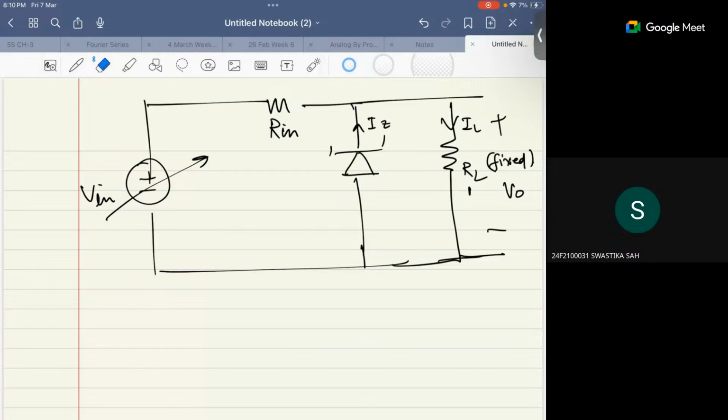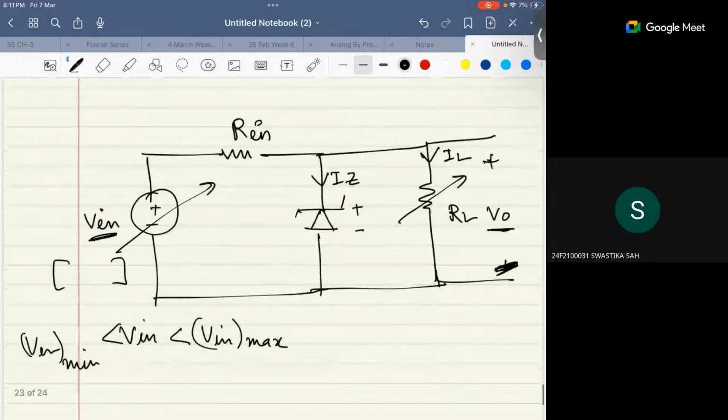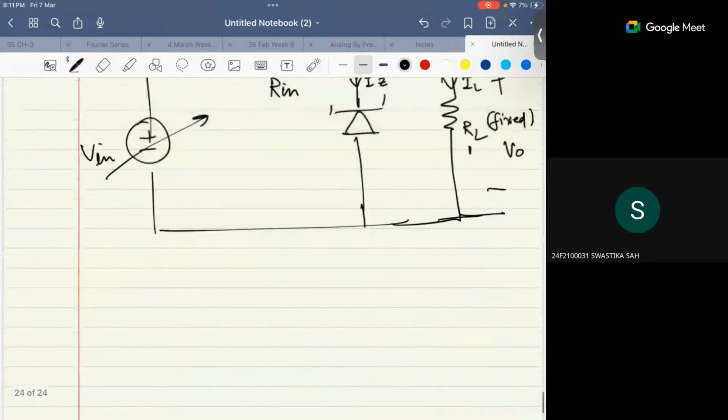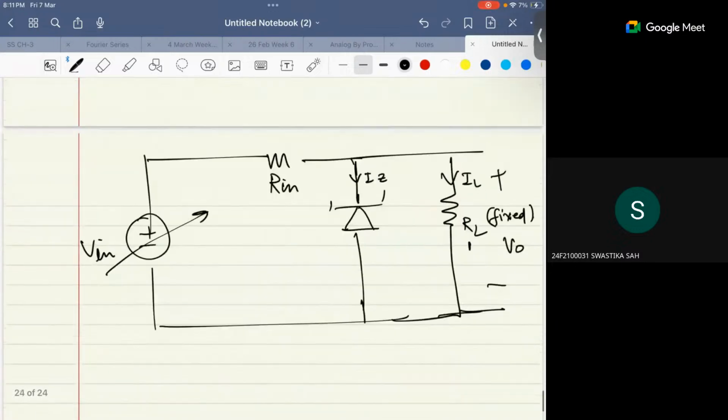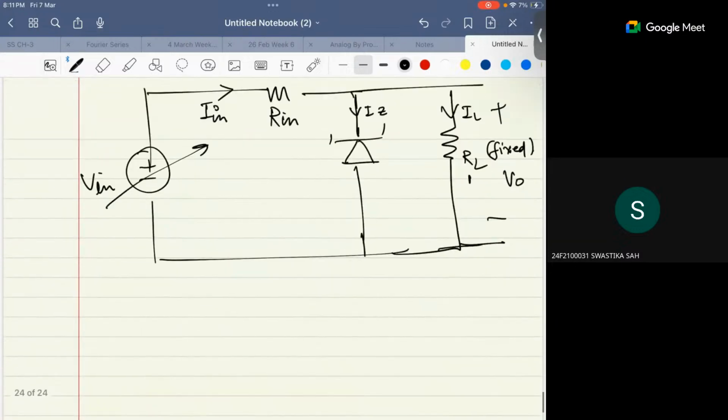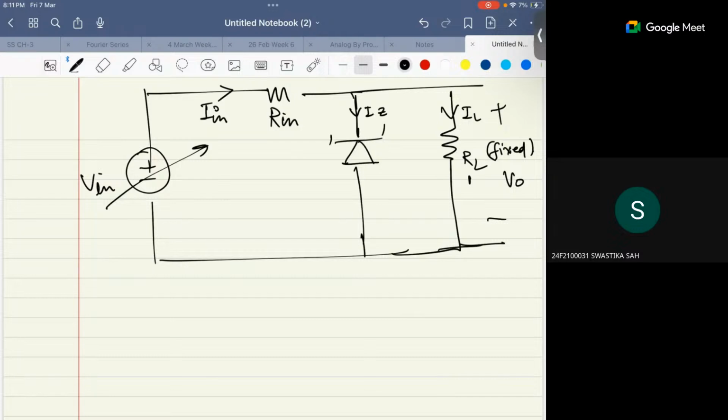No, the direction I am always writing is incorrect. This will go inside, so IZ. Oh, it's correct. Fine. And there will be a current I input. Now, can somebody tell me, if you have a V input in such a way that the Zener diode is working in reverse bias with breakdown, what will be the value of IL?